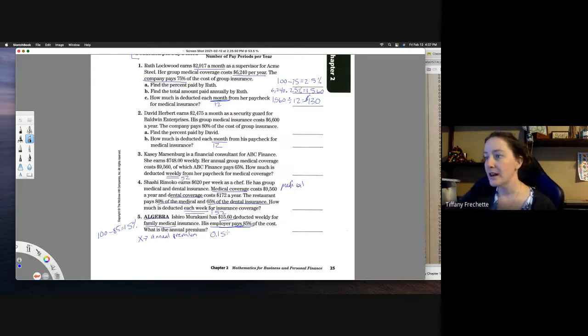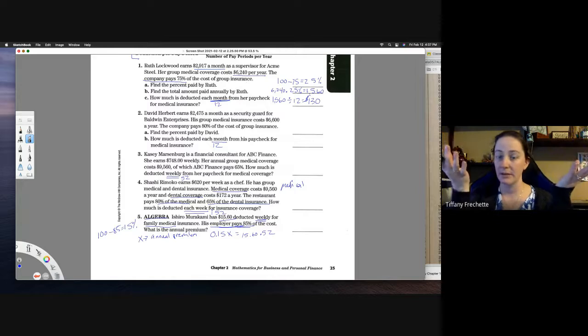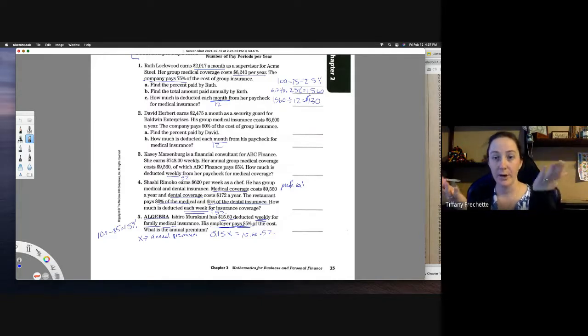So 0.15 times my annual premium, whatever that is, is going to equal the amount I pay every single week. Remember, that's weekly. How many weeks are there in a year? 52. I need to make sure I make this annual. If this is talking about annual premium, I need to make the units match. So I can't have an annual premium on one side and just a weekly payment on the other side. I would either have to multiply by 52 on this side or divide by 52 on this side so that I bring them both to the same unit. Either they're both weekly or they're both annual. I need to make sure I fix that unit.